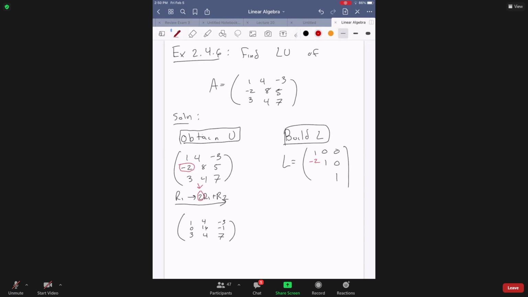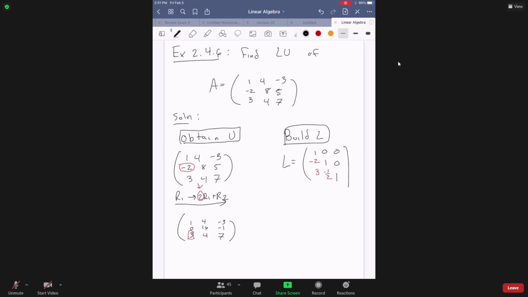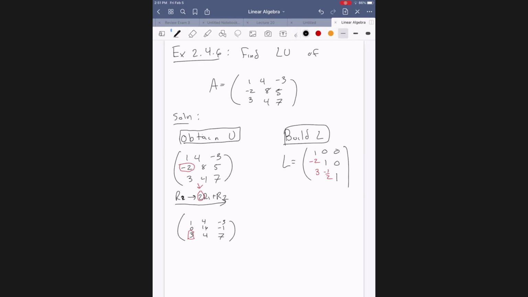So the next one you're going to get rid of is 3. Whatever you used to get rid of 3, you're going to put right here. So in that case, it would have been 3, and then in this case, it would have been 1/2. So I'll do it again. Sorry? Row 2. Oh, yeah, sorry. So it should be row 2 replaced by that, yeah, you're right. But either way, this is how you do it.